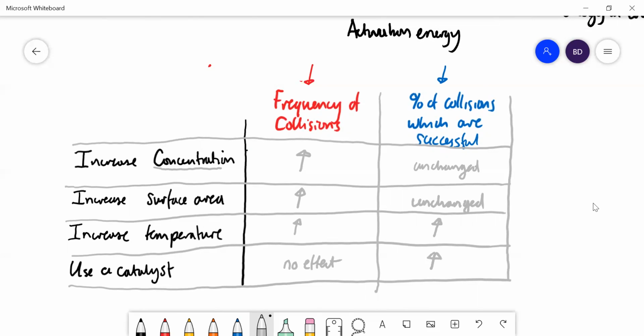Okay, so that's all you need to know about the collision theory. A typical question might be a 3 or 4 mark question on explain why increasing the temperature will increase the rate of reaction. If they're just asking about concentration, there's not so much to talk about there. It might be just a 2 mark question.